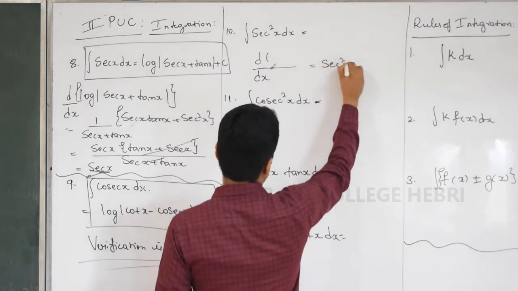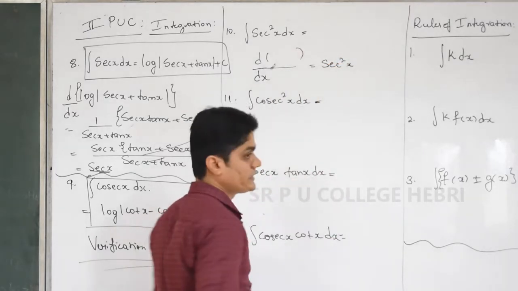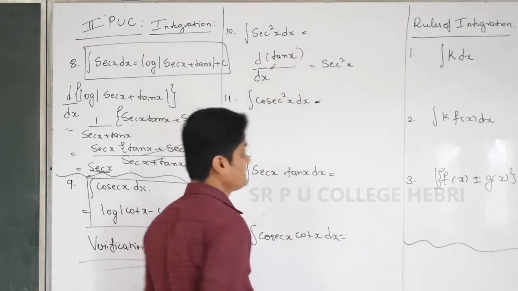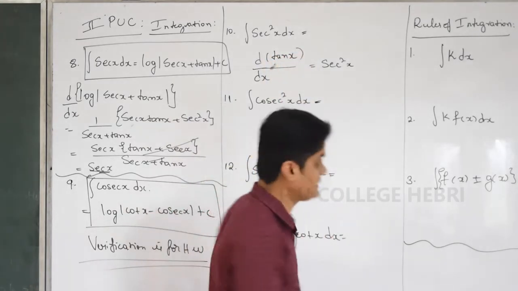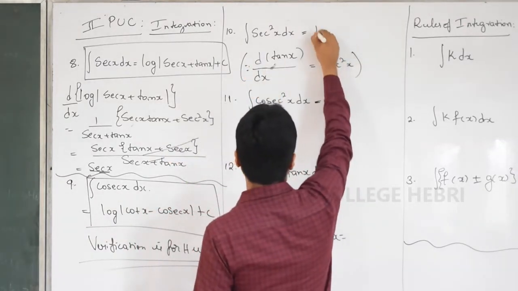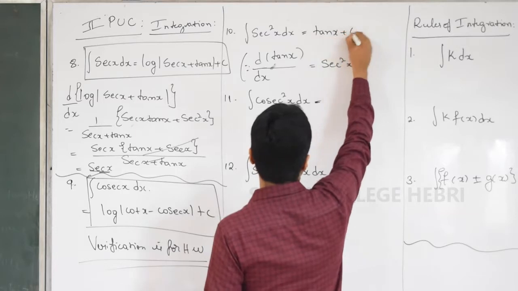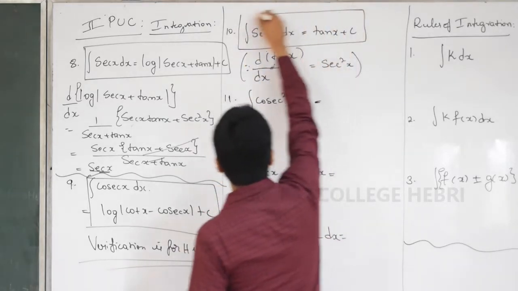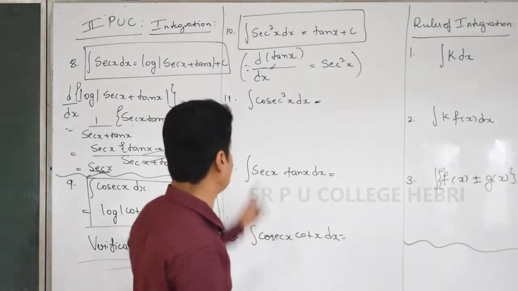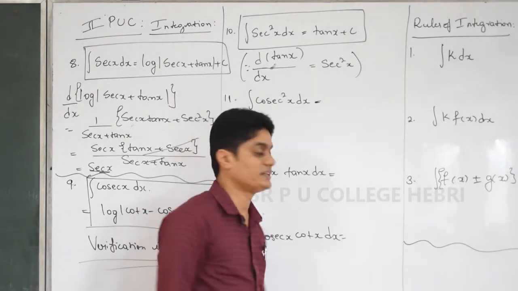Okay, so now can you tell me a function whose differentiation is secant square x? Do you remember? Which function's differentiation is secant square x? Yeah, absolutely right. tan x. The differentiation of tan x is secant square x, right? Very good. So now because of this, what is the integration of secant square x? Yes, tan x plus c. Please remember that integration of secant square x is equal to tan x plus c. The reason is differentiation of tan x is secant square x.